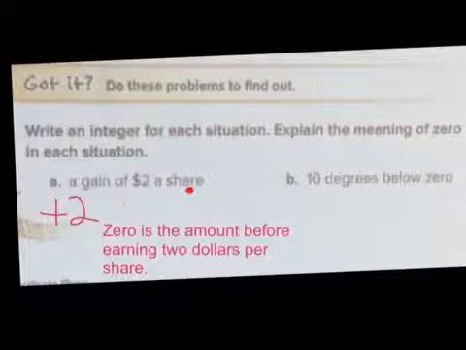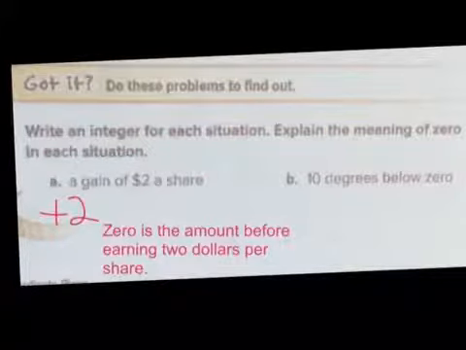For earning $2 per share, let's say we bought some stocks and I made $2. I gained $2. Well, 0 is whatever the stock was at before I earned $2. So 0 is the amount before earning the $2. It's the difference between the starting point and my earnings.